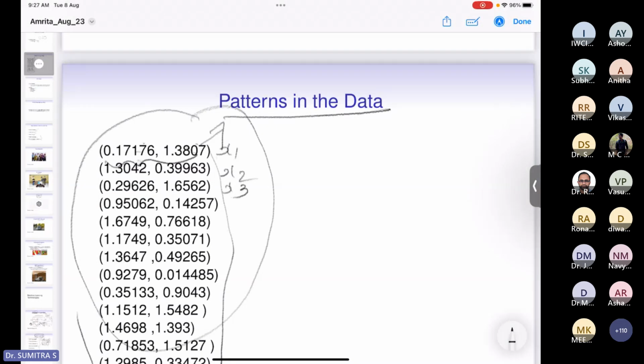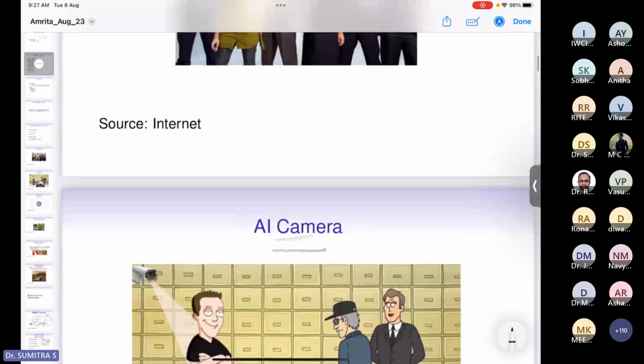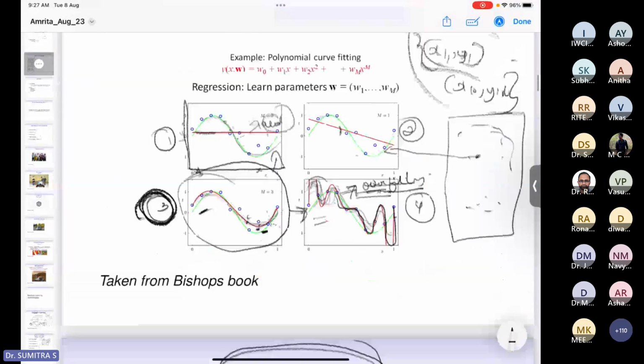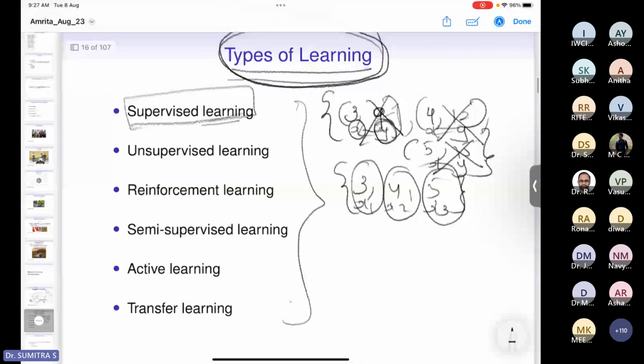Only the X part is there, no Y part. For example, if I give a group of fruits to a child, for example apple, oranges, lemon and grapes, etc. Even though that child doesn't know anything about those fruits, right?